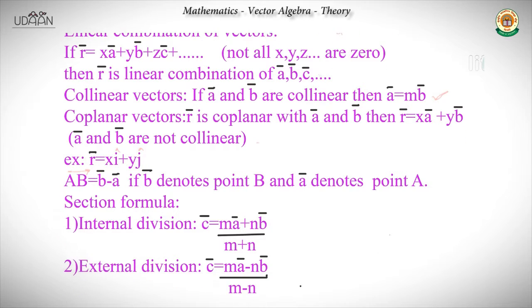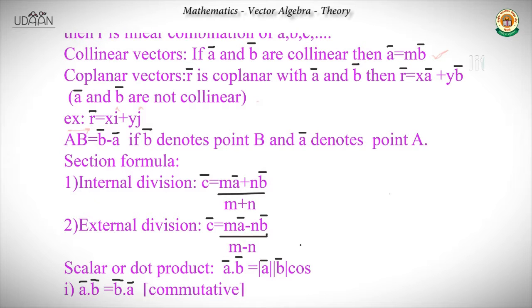Now, section formula. Section formula for internal division will turn out to be C bar is equal to m a bar plus n b bar upon m plus n, where there are 2 points A, B and C divides the line AB in the ratio n is to m. Then C bar is given by this. m and n are any real numbers, obviously.